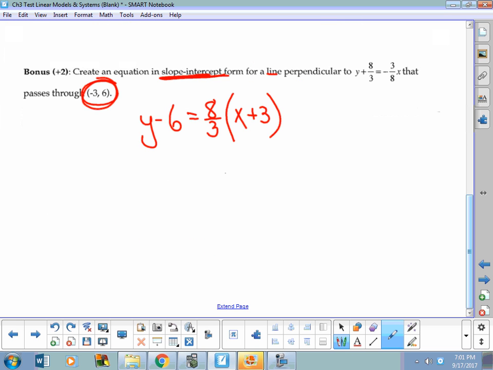All right, well, let's clean this up. I'll add 6 on both sides, and I'll multiply the 8/3 out like that. So don't forget to add the 6. And I get 8/3 x. 8/3 times 3. The 3's will cancel, and I'll get 8. And so that 8 plus the 6 is 14.